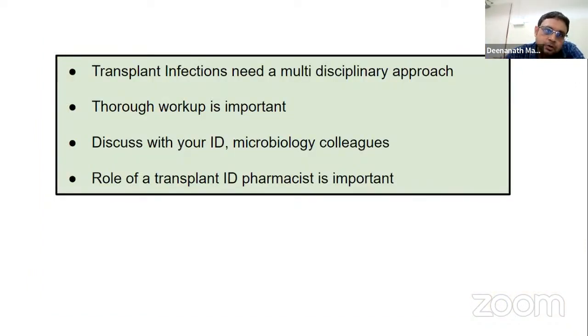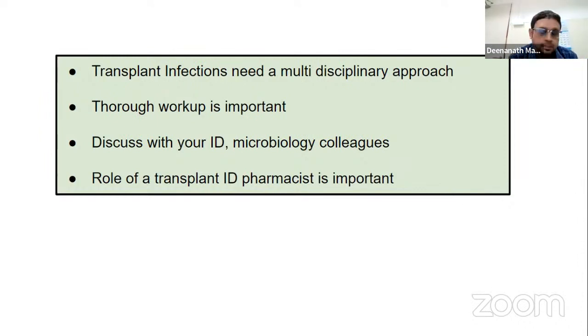So looking at all these cases, transplant infections, these infections need a multidisciplinary approach. Apart from a multidisciplinary approach, we also need to consider various factors. If they have been on prophylactic therapy, if this is a breakthrough, then where is the site of infection? And from a pharmacist point of view, transplant ID is pretty complex because you need to go through the various interactions.